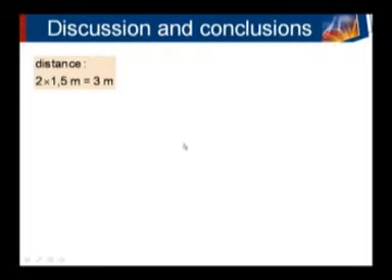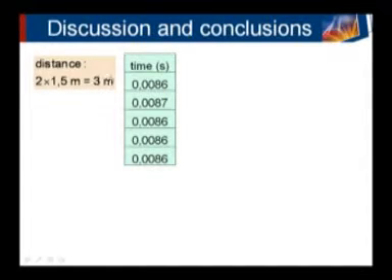The length of the tube used was 1.5 meters long. Because the sound travelled twice the distance of the tube, the total distance that the sound travelled was 3 meters. Each time a click was made, the time was measured between each of the sounds, the first sound being the click and the second sound being the echo. This was done 5 times.